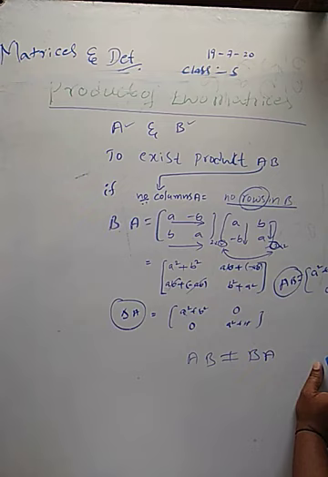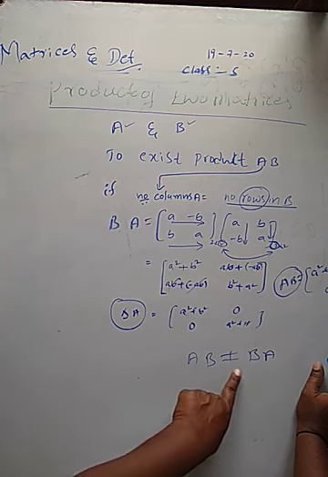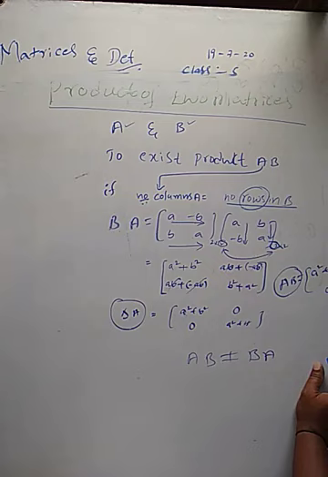In general, matrix multiplication is not commutative. That is, AB is not equal to BA. But matrix addition is commutative.